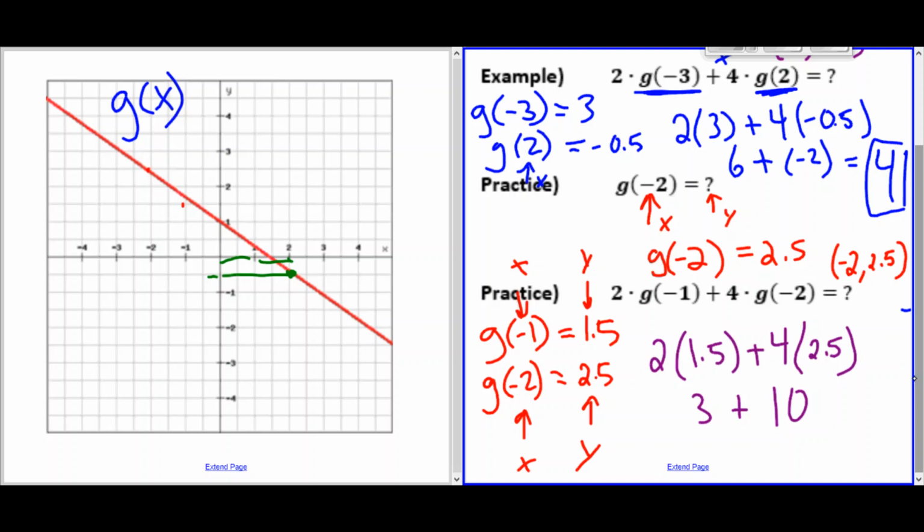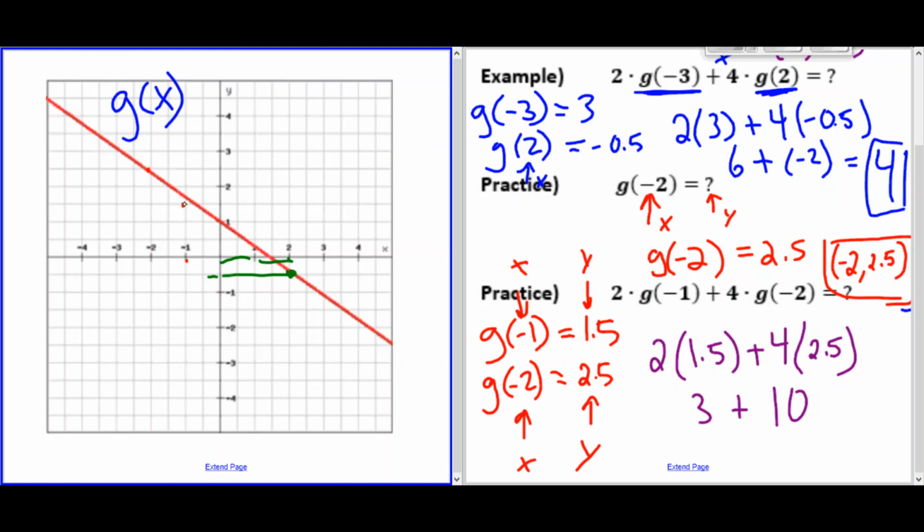So remember, g of -2 means you're going to plug in -2 for your x, and you should be looking for a y value. When you do g of -2, you get that g of -2 is 2.5. So the ordered pair I put there in red is -2, 2.5. Then the next problem, 2 times g of -1. Again, -1 is your x. If you go to -1 on your x and then you go up, it's at about 1.5.